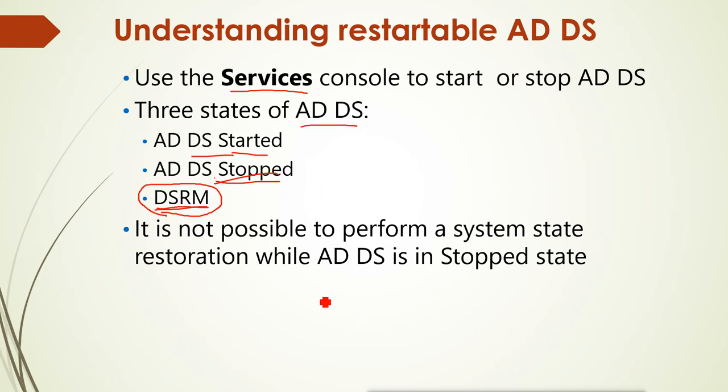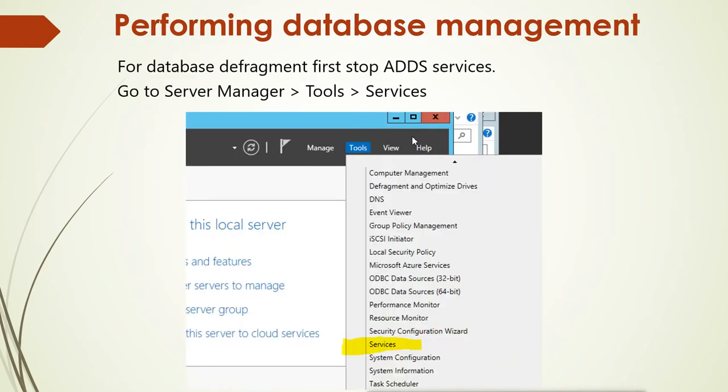It is not possible to perform the system state restoration while ADDS is not stopped, so we cannot do the Active Directory database restoration in that state. But we can do the maintenance tasks when the services are stopped. For doing the backup and other things, the services must be running. For example, for the database defragmentation, first we have to stop the ADDS service, and that is possible now. So how can we do the database defragmentation and how can we stop the service?